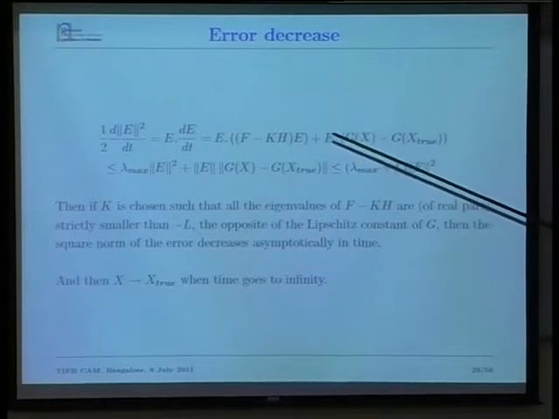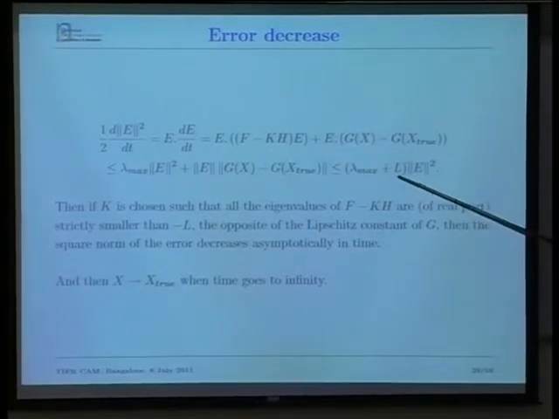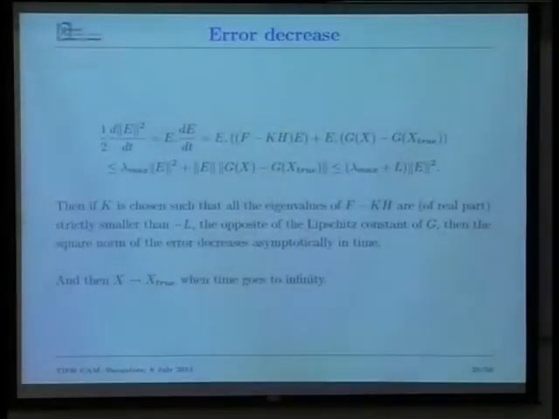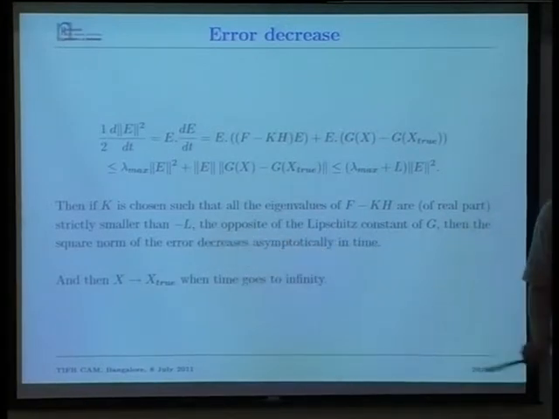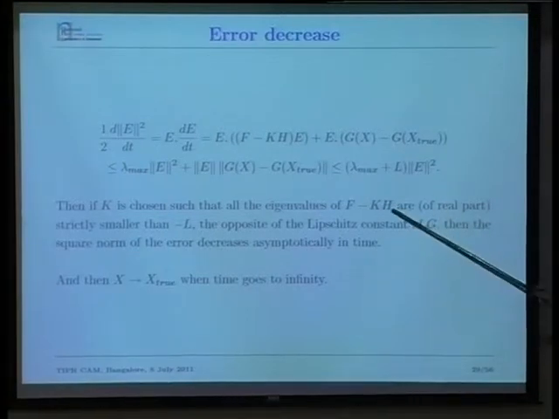So at the end, the square norm of the error is controlled by lambda max plus L times the square norm of E. Because L is a scalar, you simply shift the model by L times the identity. It will still remain observable, so you can still control it, and so you can still find K such that F shifted by L minus KH is stable. So you can control everything here and make the nudging state x converge to x true.